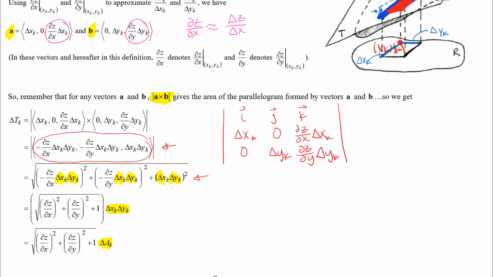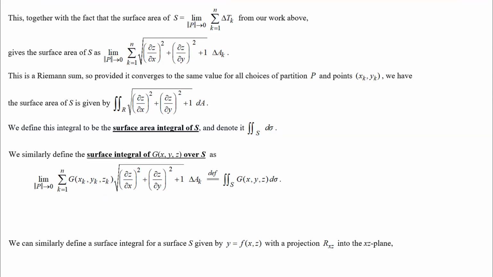Okay, so we've now done all the heavy lifting to try to get our surface integral. I've represented the size of the delta T's, and remember that the delta T sub k's approach the delta sigma sub k's as the norm of the partition approaches 0. So we should be able to do our definite integral definition now. Okay, so all of that work we did, together with the fact that the surface area of S is given by this sum of all these little surface areas of these tiles, and then take the limit as the norm of the partition approaches 0.